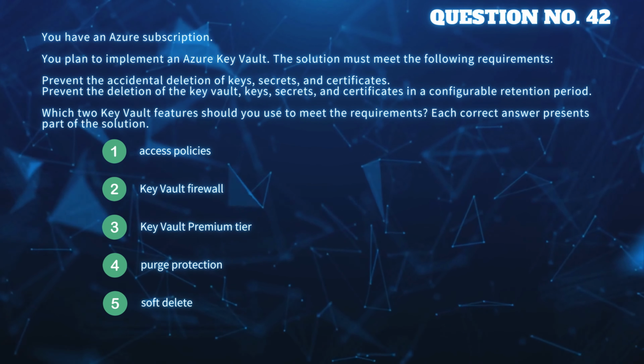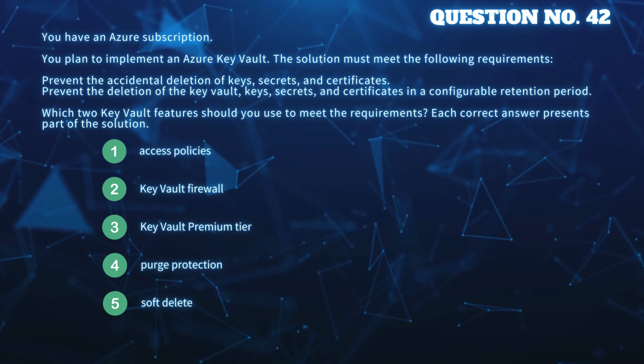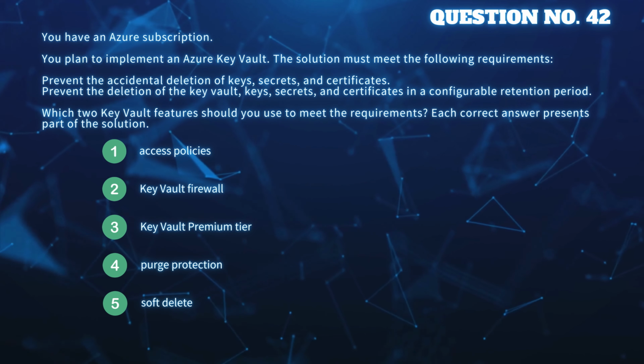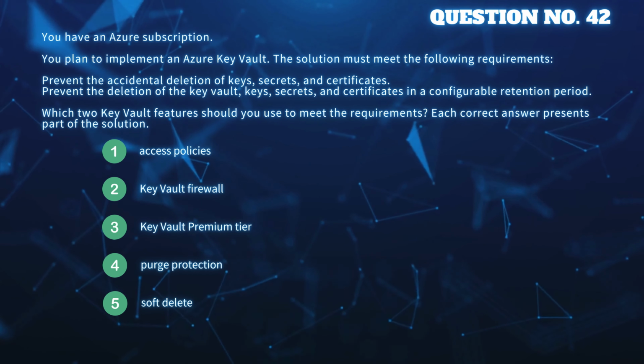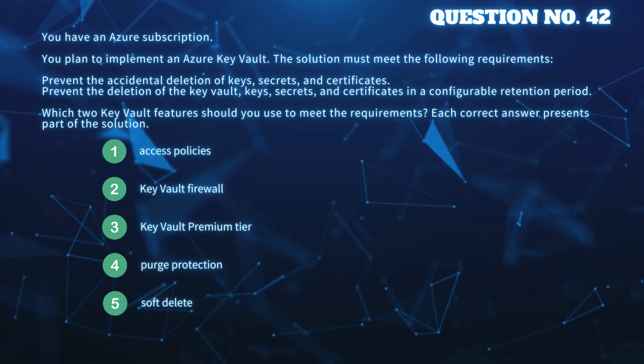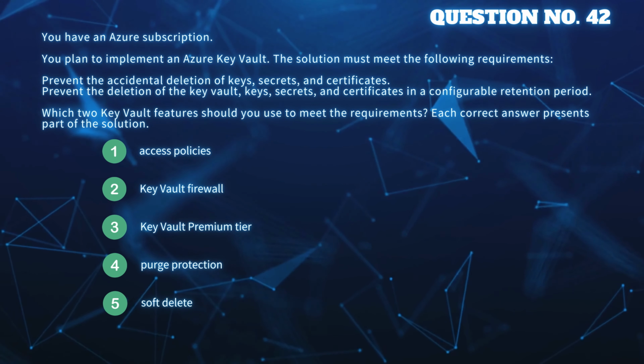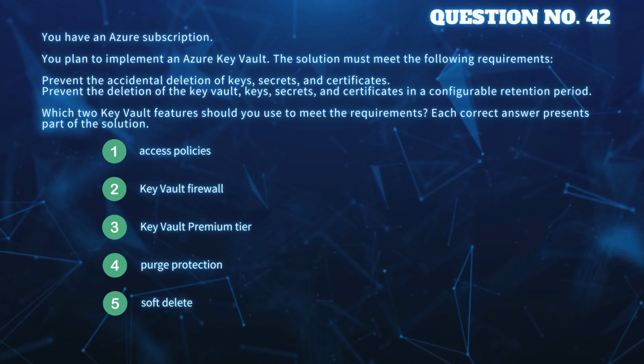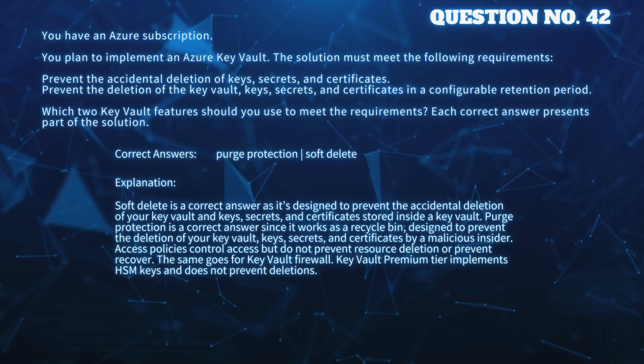Option 1, Access Policies. Option 2, Key Vault Firewall. Option 3, Key Vault Premium Tier. Option 4, Purge Protection. Option 5, Soft Delete. Correct answer, Purge Protection, Soft Delete.